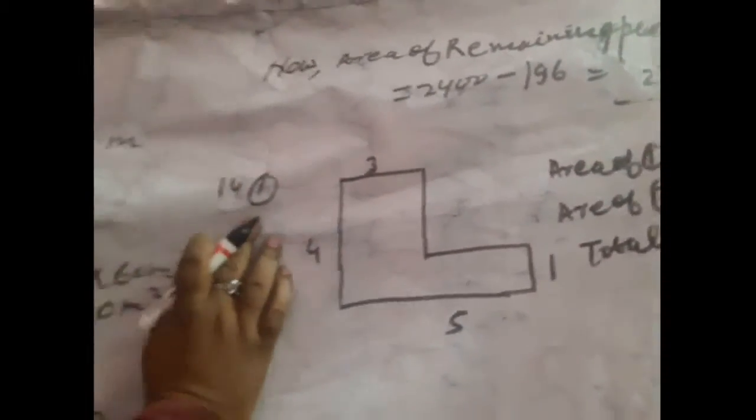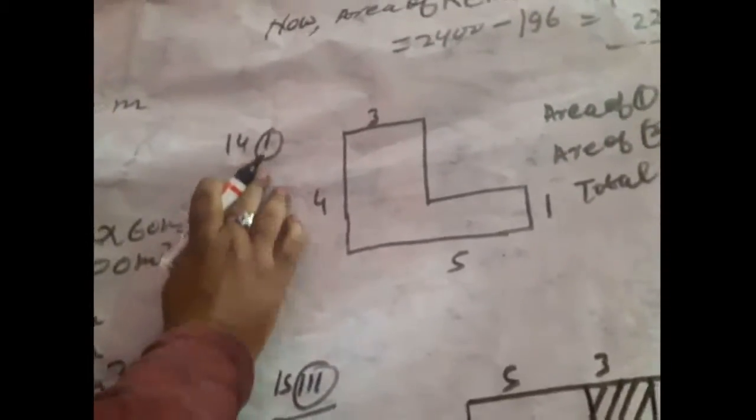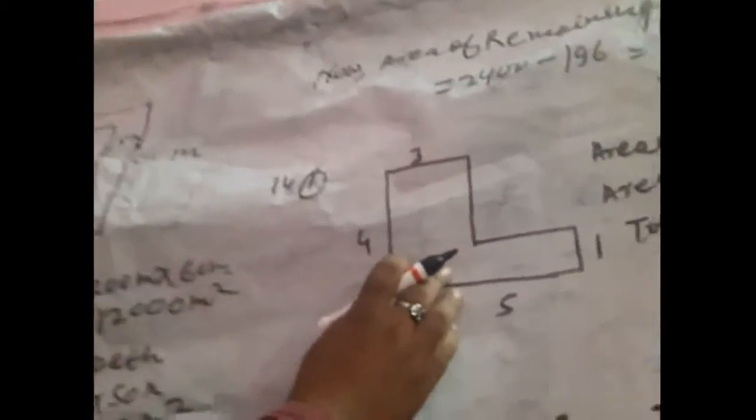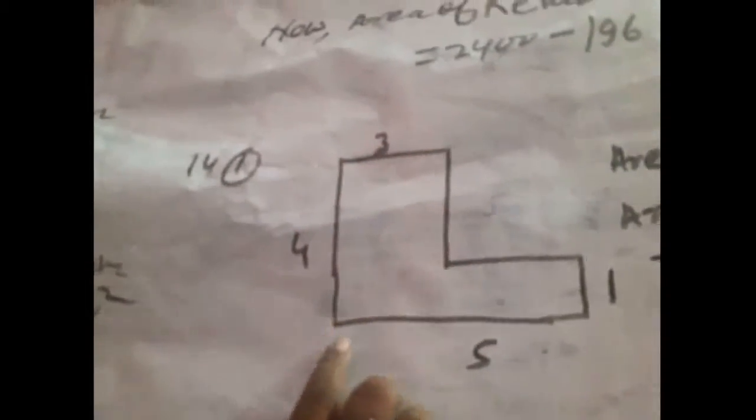Now come to question number 14, first part. This is the figure of 14 first. In the book you can see this is 14 first, and all dimensions are in centimeters. So this is our first part. This 3, this 4 centimeter, 5 centimeter, 1 centimeter.